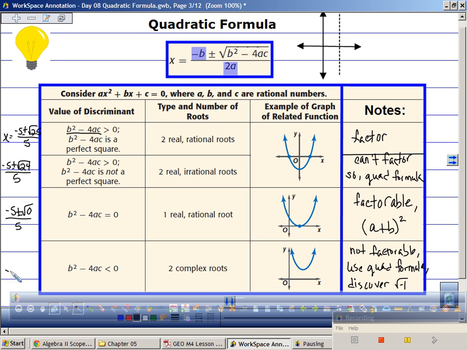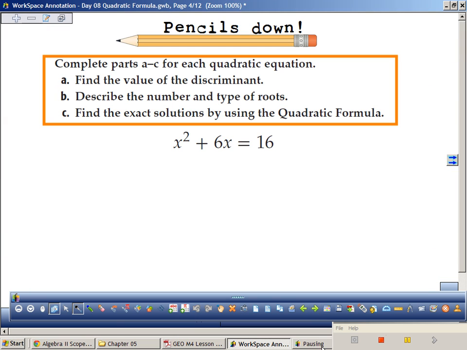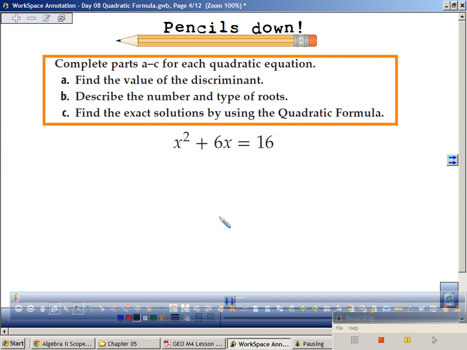And this one would be -5 plus or minus. I get a negative sign in there. And as soon as I see that negative, I know that it's going to be complex roots or imaginary roots. Questions so far? Let's just dive in. All right. So complete parts A through C for each quadratic equation. I'm going to do 4, one of each.